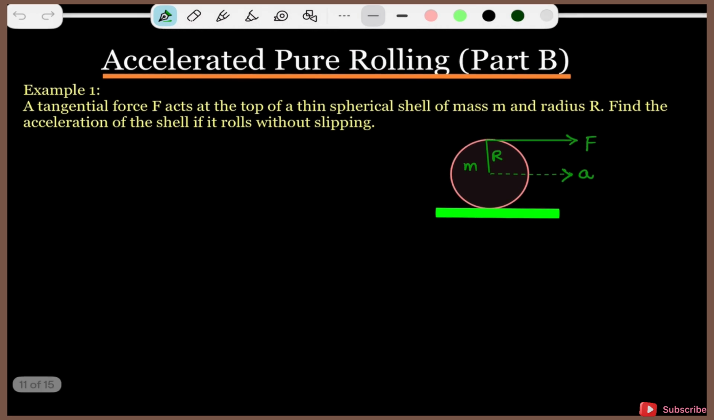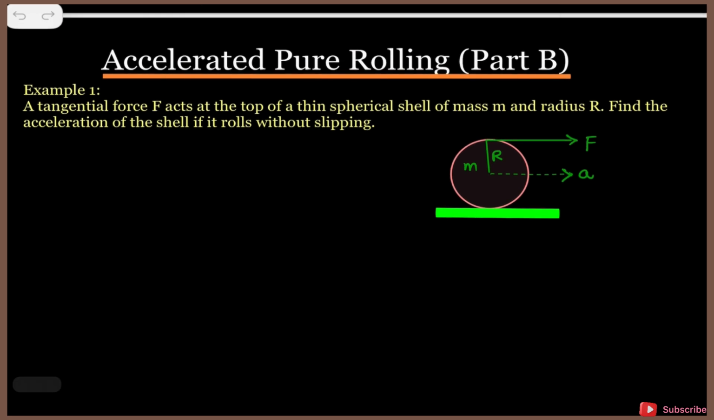अब देखिए, एक्सेलरेटेड प्योर रोलिंग में कहता है कि a tangential force F is acting at the top of the thin spherical shell. So ये जो फोर्स एक्ट कर रहा है यहाँ पर at the top of the thin spherical shell. अब स्फेरिकल शेल है, it means it is a hollow sphere of mass m and radius r. Find the acceleration of the shell if it rolls without slipping. So there is no slipping.